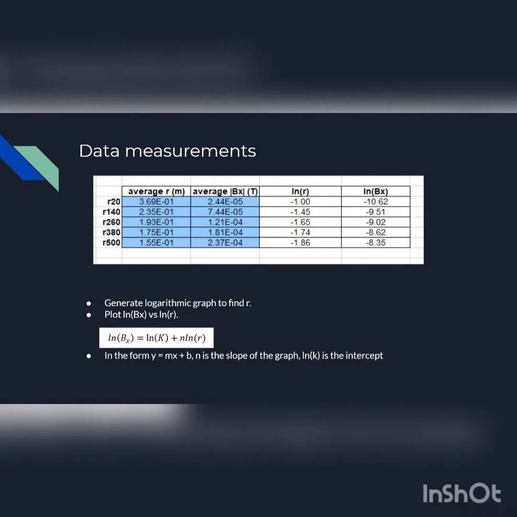The data measurements. The collected data measurements for the magnitude of the magnetic field are summarized in this table. In order to find n, we'll need to generate a logarithmic plot of this data. By doing so, we're converting the equation for the magnitude of the bar magnet field into this equation, which is presented in the form of y equals mx plus b. n is the slope of the graph, while the y-intercept is the natural log of k.